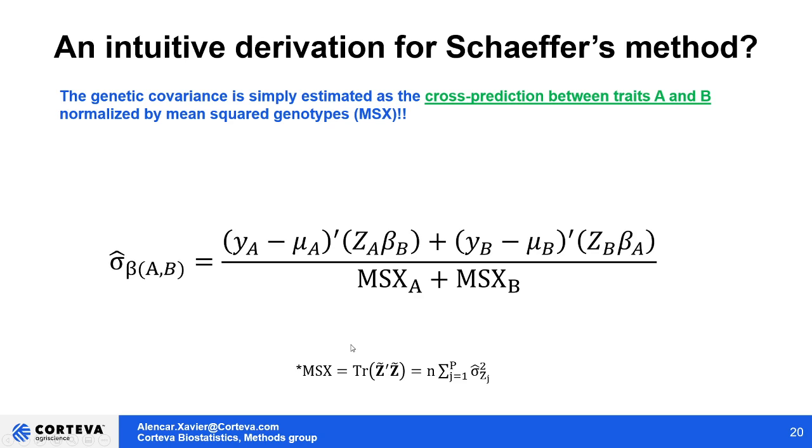So a more intuitive derivation of the Schaeffer methods is presented here, where you can think of the genetic covariance between two traits as the same as the cross prediction between both traits. So you'd have the observed phenotypes of trait A multiplied by the predictions for A as predicted from trait B, and do the same the other way around, where the centralized phenotypes from B are multiplied by the predictions of B as they were predicted from this beta A from trait A. So it's basically the cross prediction divided by a normalizing factor, which is the sum of squares of the parameter space.